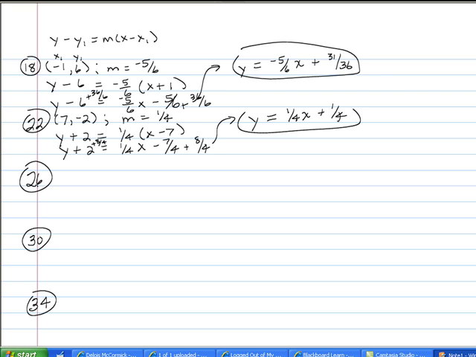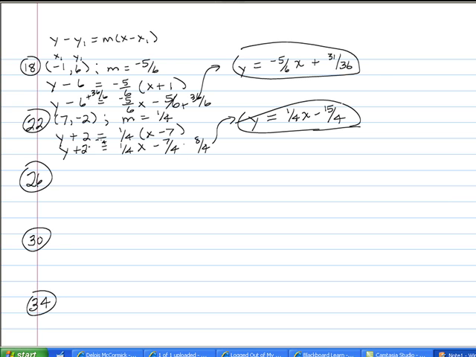Not adding, I should be subtracting here. Correct that, and negative 15/4. Looking over my work, I realized I made an error there. Okay. That should be... okay. Now it looks right.